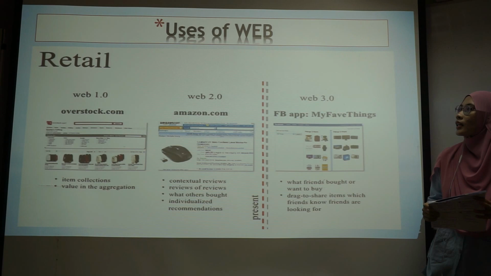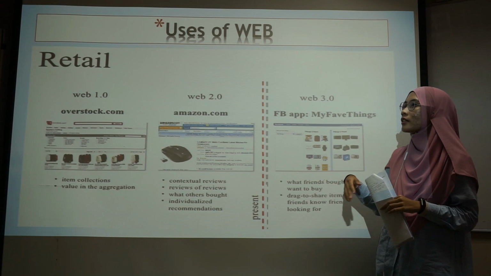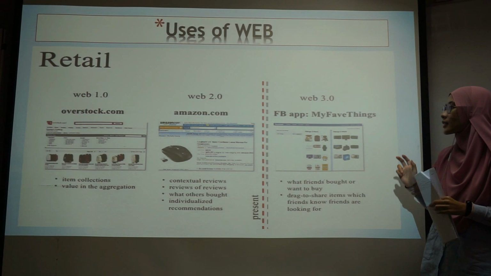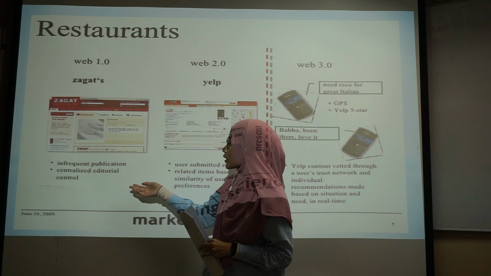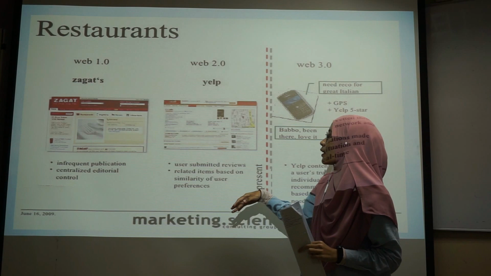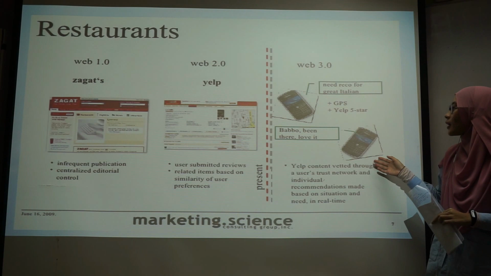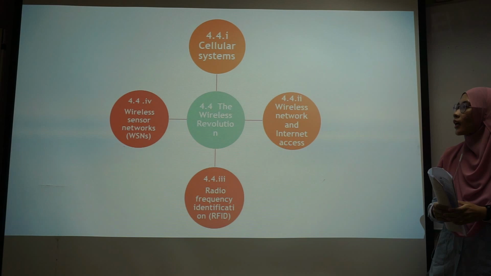This is the users of the web. For retail, this is the comparison, the revolution from web 1.0, 2.0 and 3.0. Next. And this is the application in the restaurant. With web 1.0, they can only read, with 2.0 they can interact with the user, and with 3.0 it can help the user to order and so on. Next.